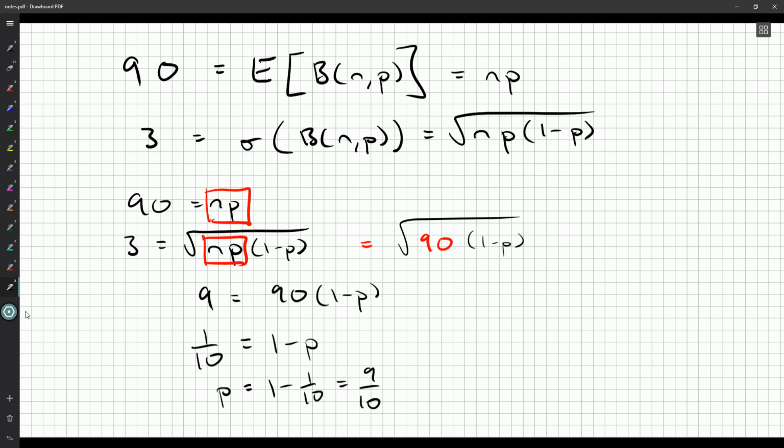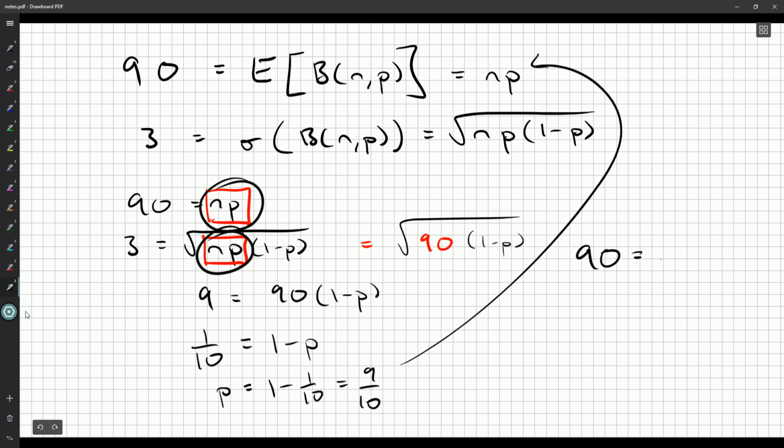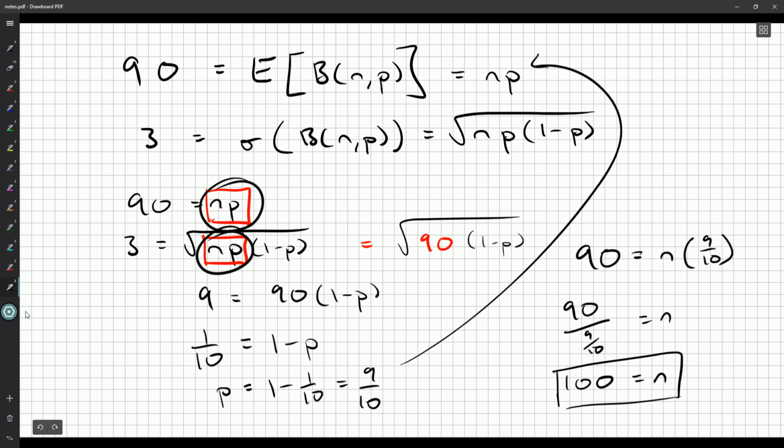Took a little while, took a little recognition. There are similar things in these formulas, but okay, now I know p is 9/10. I could take that and plug it back up into this expression. 90 is n times p, but p is 9/10. So now if I were to multiply by 10 and divide by 9 on both sides, or just say divide by 9/10, whatever you want to say, we can work out that n is 100. So n is 100, and p is 9/10.